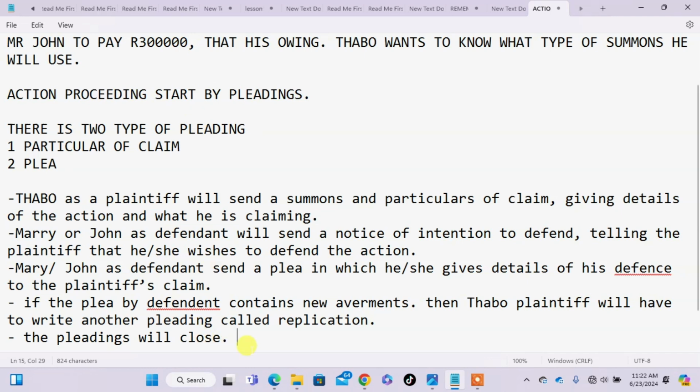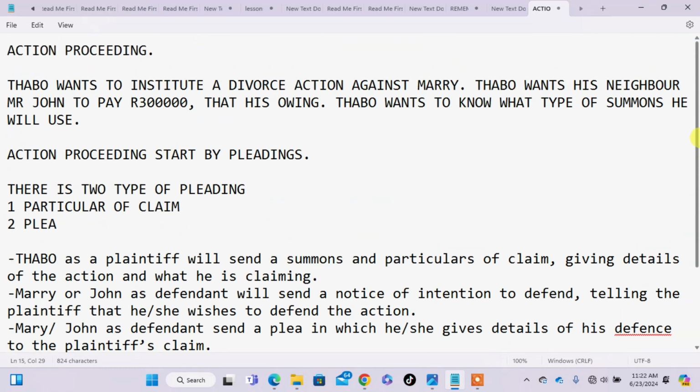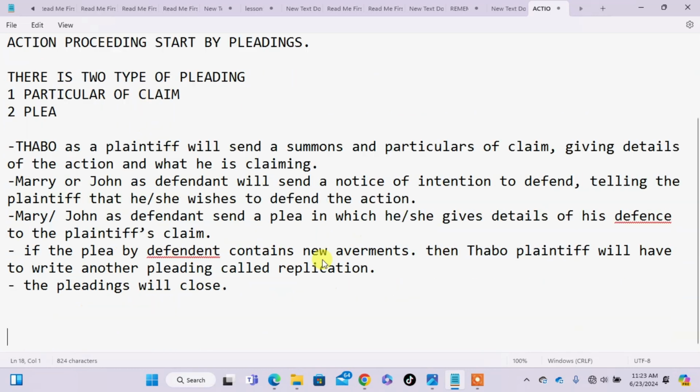Now, let's go and understand. Since we have a question here which we are waiting on, we told about what happened during the pleadings. However, we have not mentioned the type of summons which is applicable to Mary during the divorce action and during the payment of 300,000 from Mr. John. We need to know the type of summons which Thabo will use. Since we are now aware of a particular of a claim and of a plea, it's very important now to know the summons that Thabo will use.